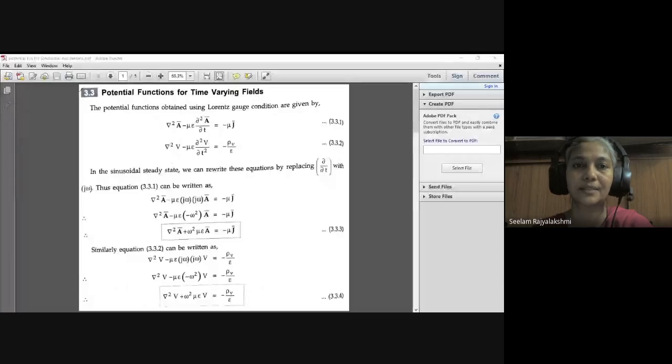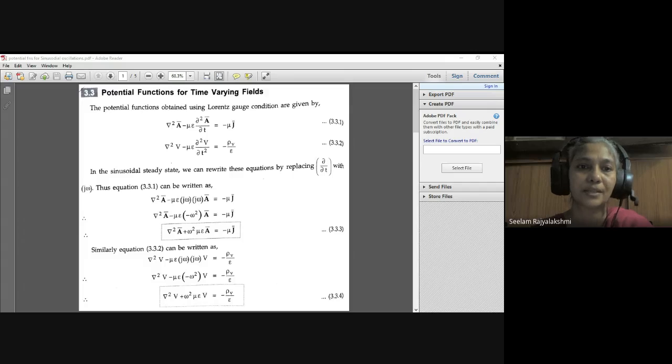Potential functions for time varying fields, or we can say potential functions for sinusoidal oscillations. The potential functions obtained by using the Lorenz gauge condition are given by del square A bar minus mu epsilon del square A bar by del t square equals minus mu J bar, and del square V minus mu epsilon del square V by del t square equals minus rho v by epsilon. These two are equation number 1 and equation number 2.